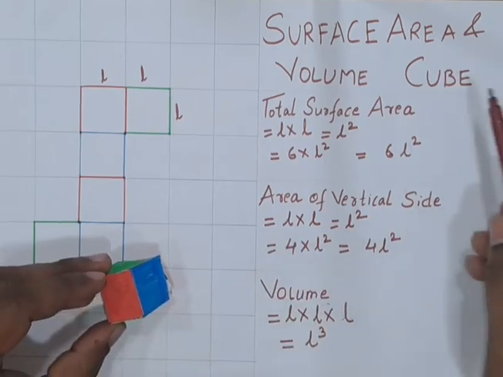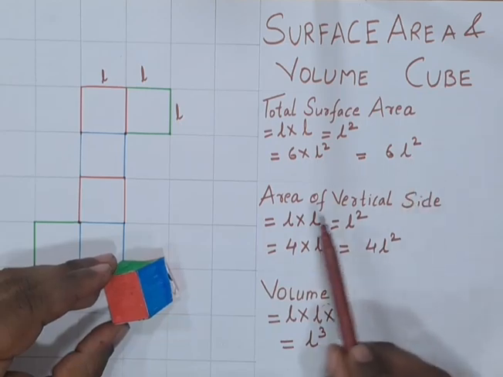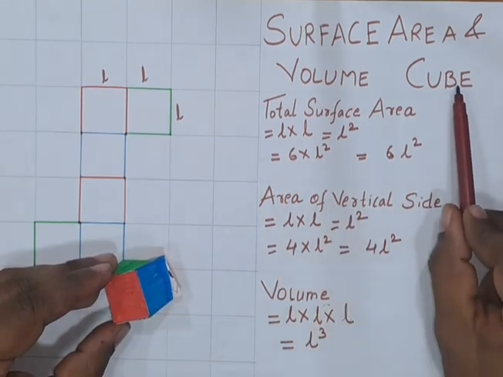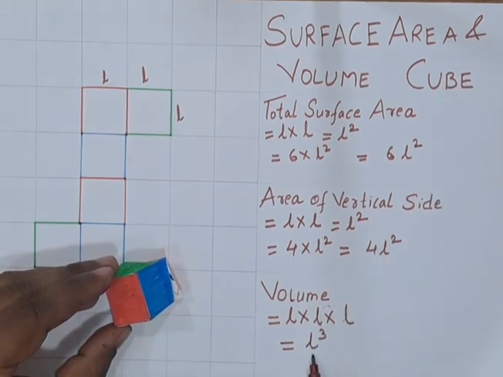Just to summarize, the total surface area of a cube is 6L square, the area of vertical sides of a cube is 4L square, and the volume of a cube is L cube.